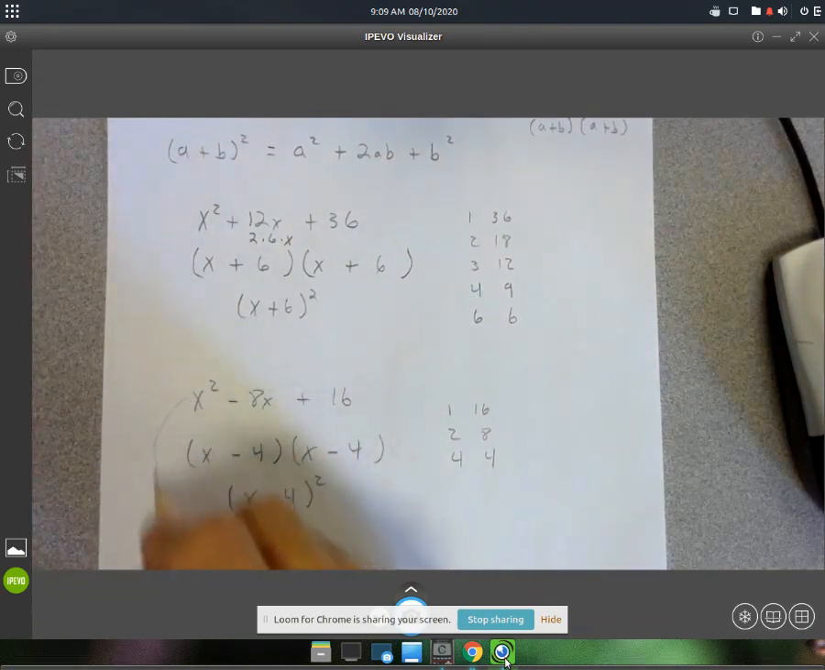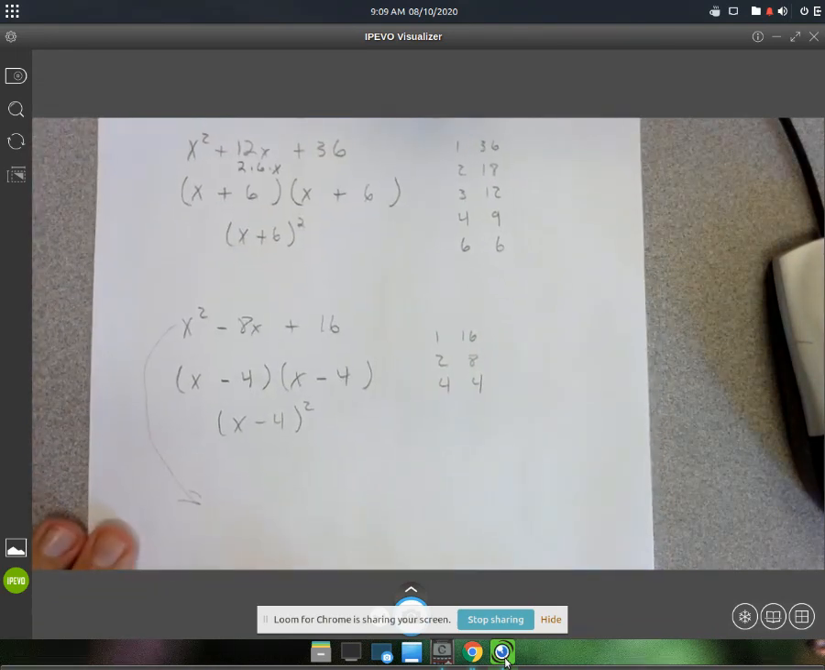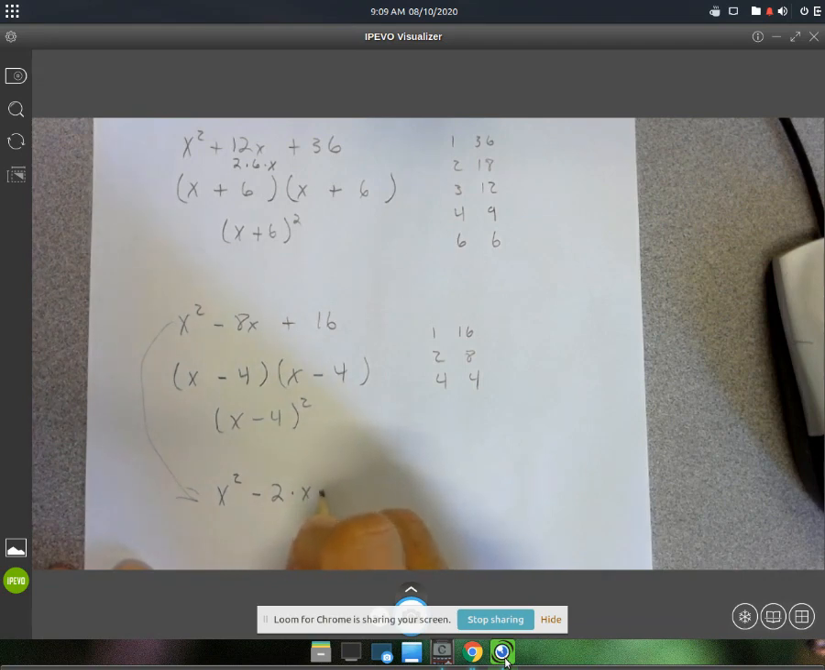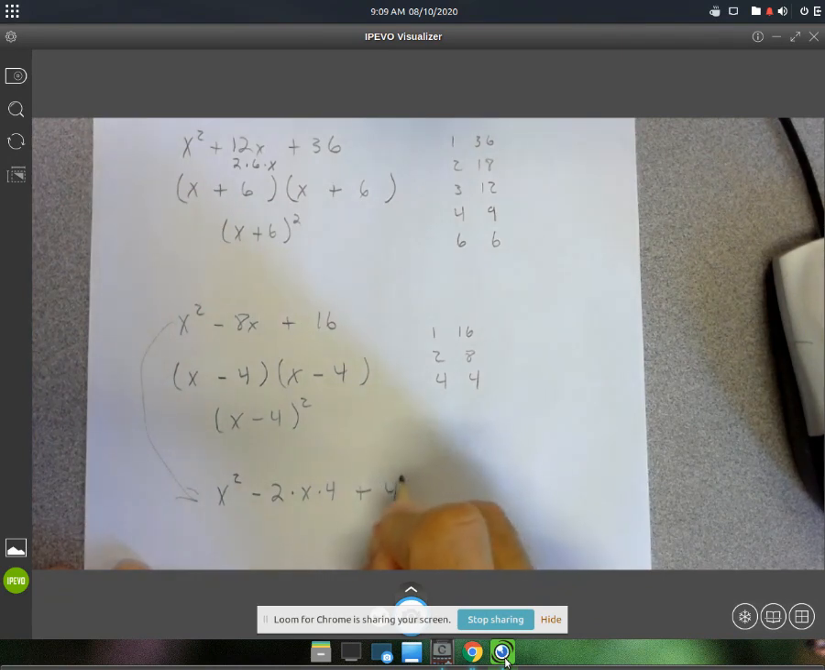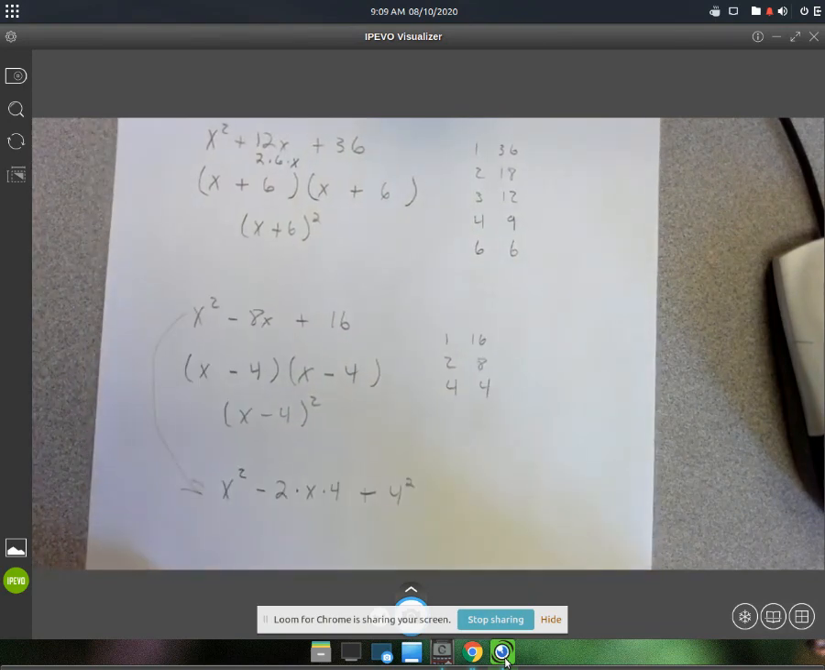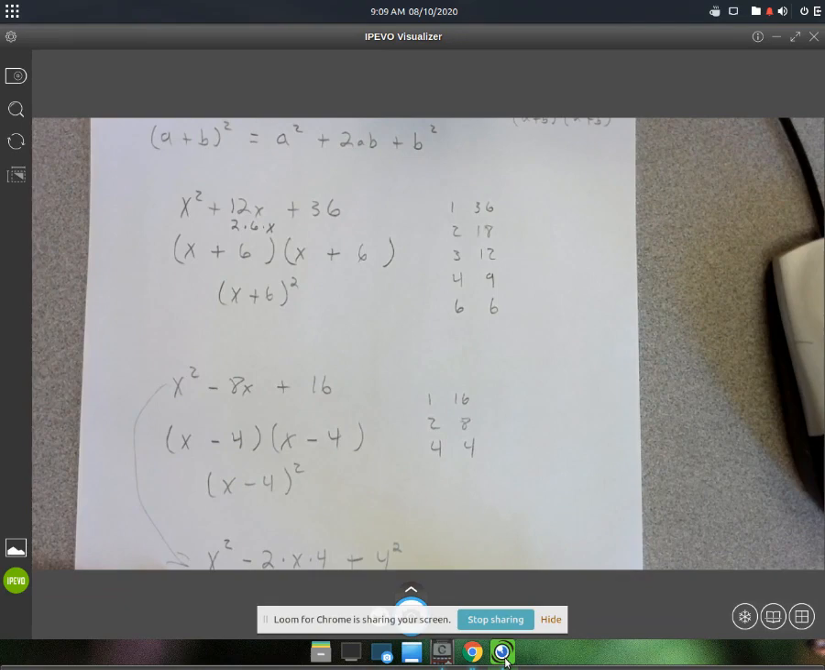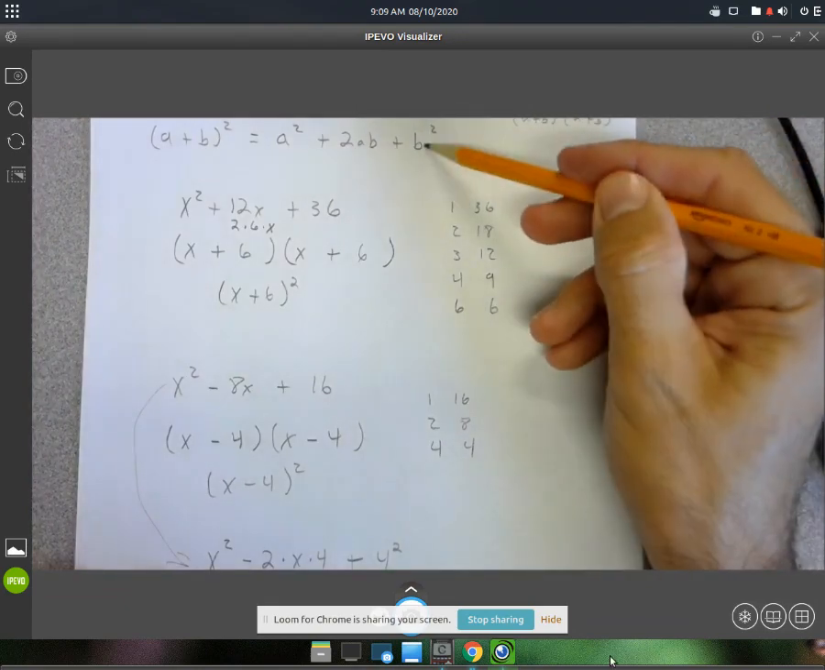Let me write it again down here. You'd have to think of it as x to the second power minus 2 times x times 4. And then it'd be a plus 4 to the second power, 4 times itself. All right. When it's written like this, you can see that it matches this format up here.